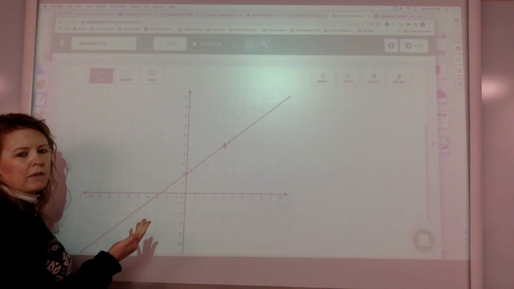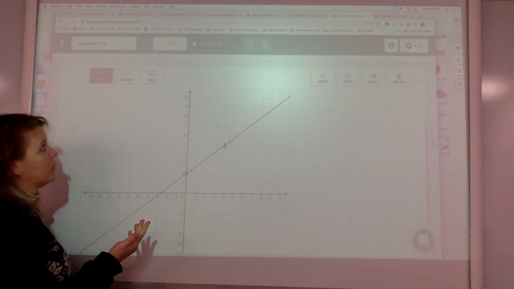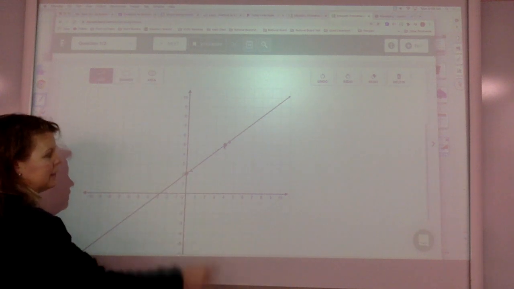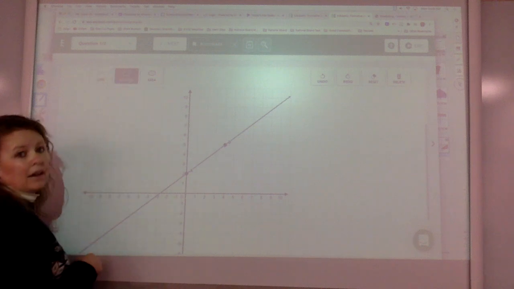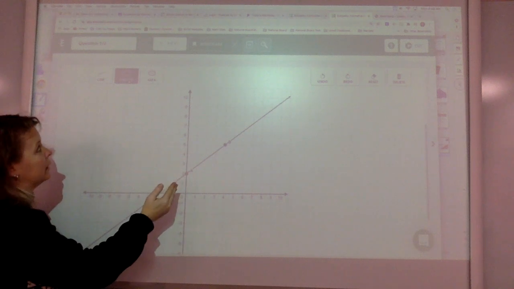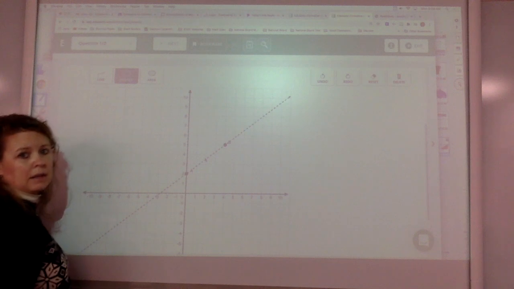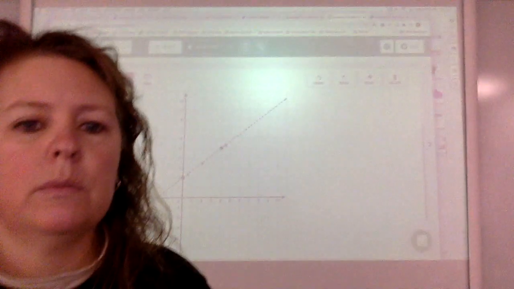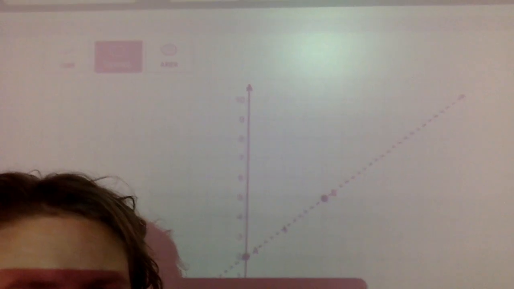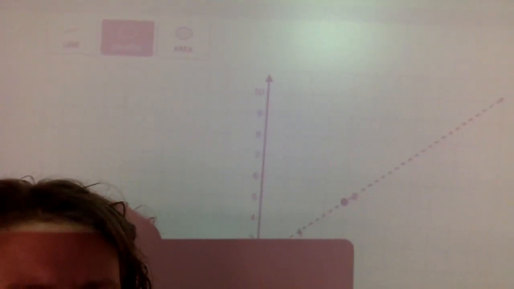But now you're like, well, what if I want a dotted line? What should I do with that? This word right here says dashed. It didn't change it when I clicked dashed, but then when I click on the line, it becomes a dashed line. Can you see that? I might have to zoom in for you. See there it says dashed, and then it's a dotted line.